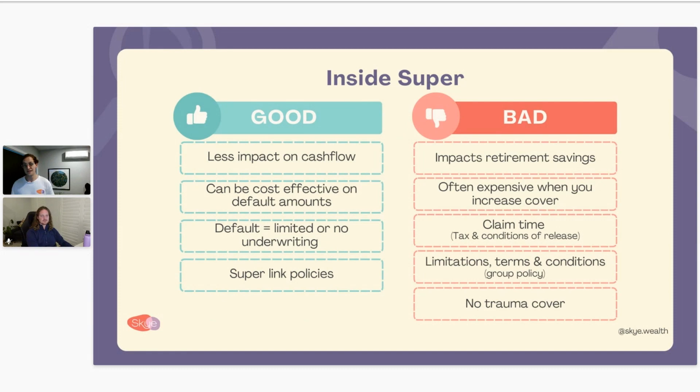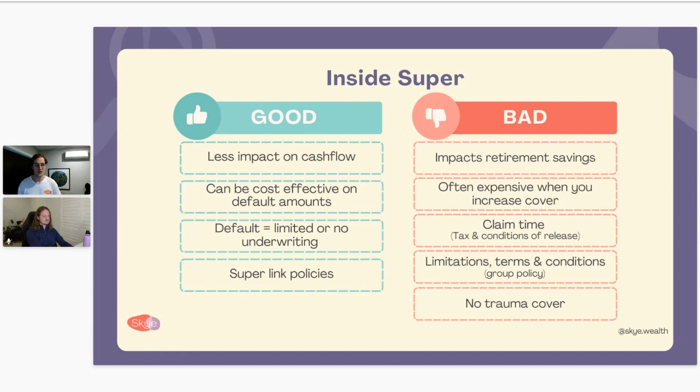But if you were to go to that super fund and say, hey, I want to increase it to a level of cover that we think is the right one for you, covering your mortgage, the rest of your income, and all that sort of stuff that we've spoken about, it can often be really expensive with those super funds, and often more expensive than going directly to an insurance company.